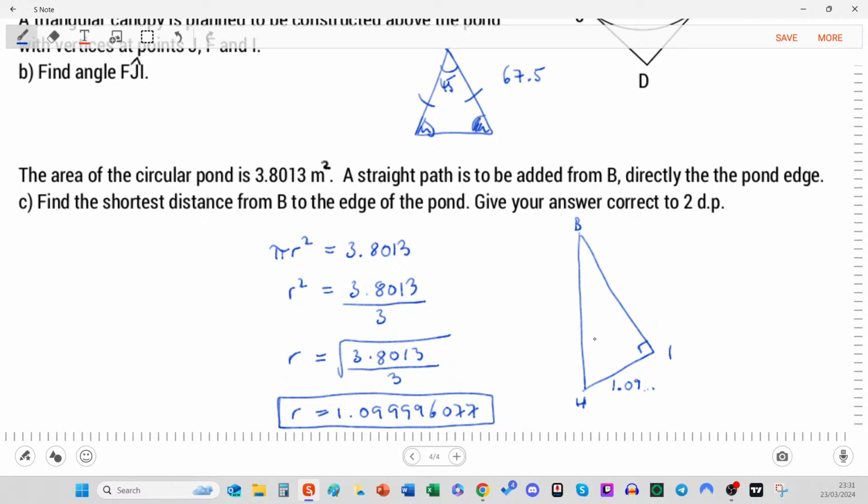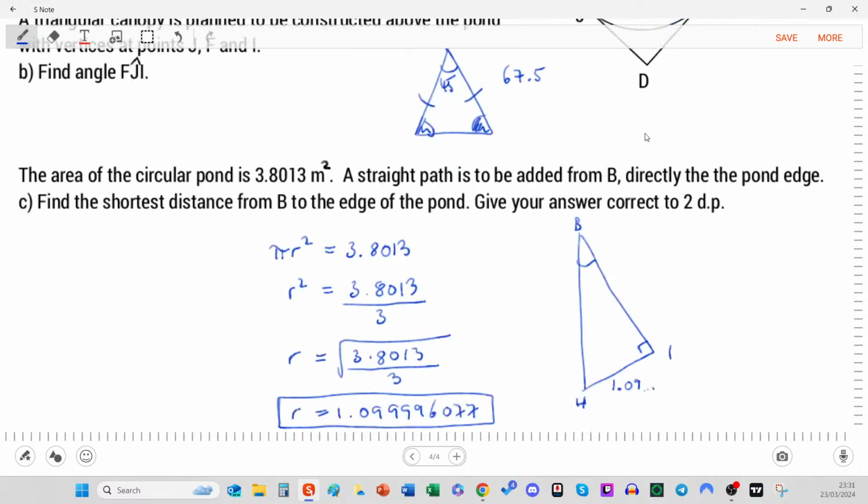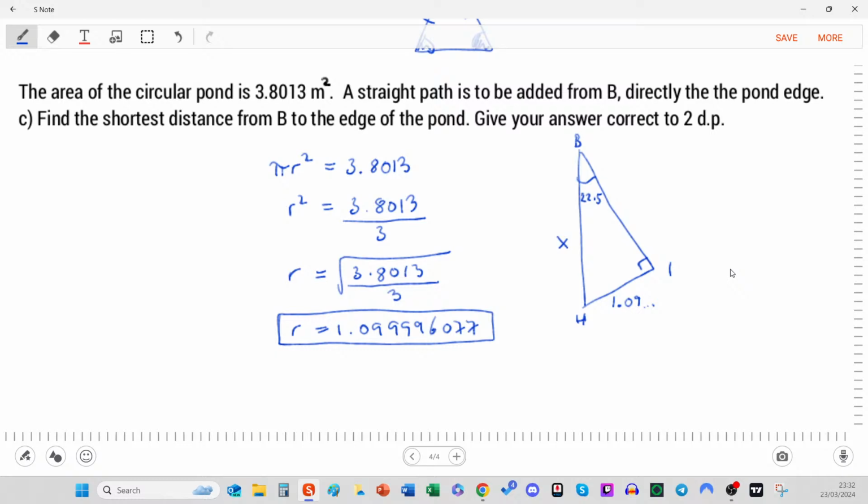And what else do we know? We know that this angle up here is half of the 45 degrees that we've just found it to be. So up there it becomes 22.5. And that's trigonometry. So let's call this side that we want to know BH.